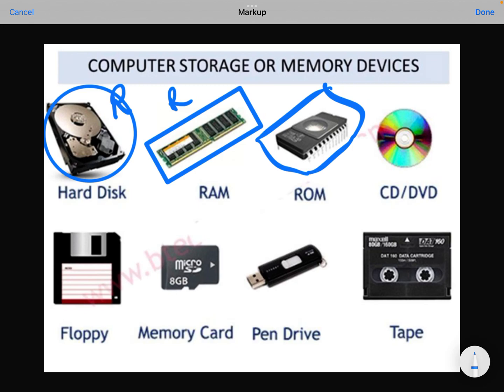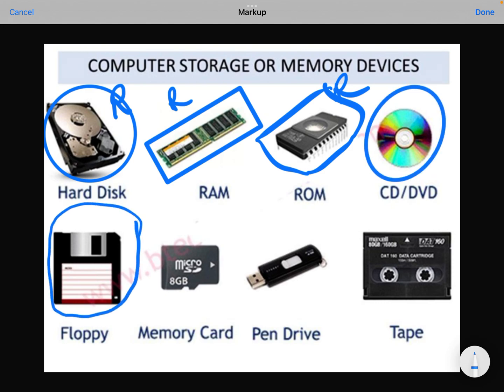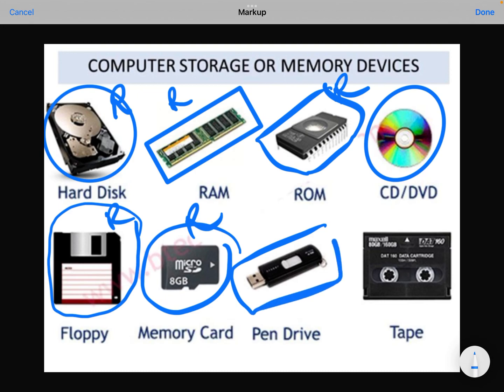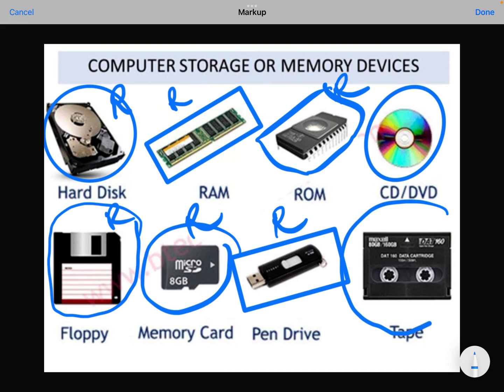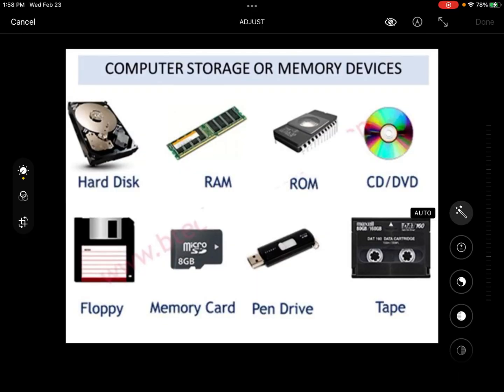This is the ROM, read-only memory, right? This is also random. This is CD-ROM, also random. This is a floppy drive. You may not see this, we used to use this. Also random access. This is a small SD card that goes into the cameras and stuff like that. This is also a memory card. It's also random. Your USB or thumb drive is also random. And guess what, tape drive. Tape drive is sequential. Only tape drive is sequential.